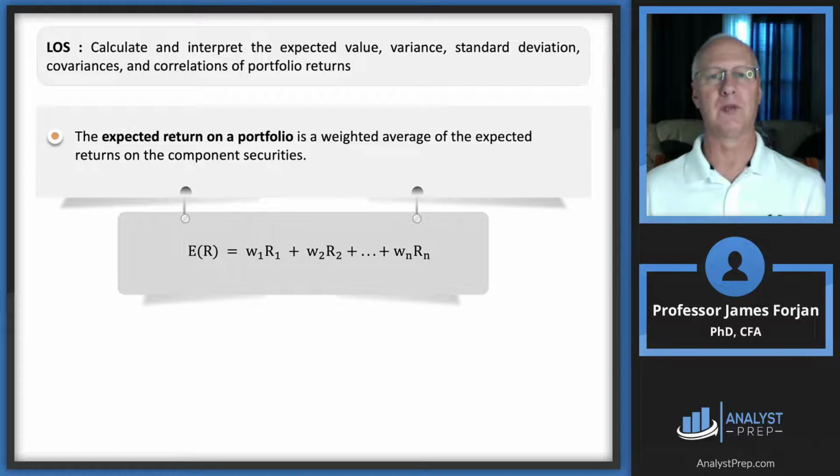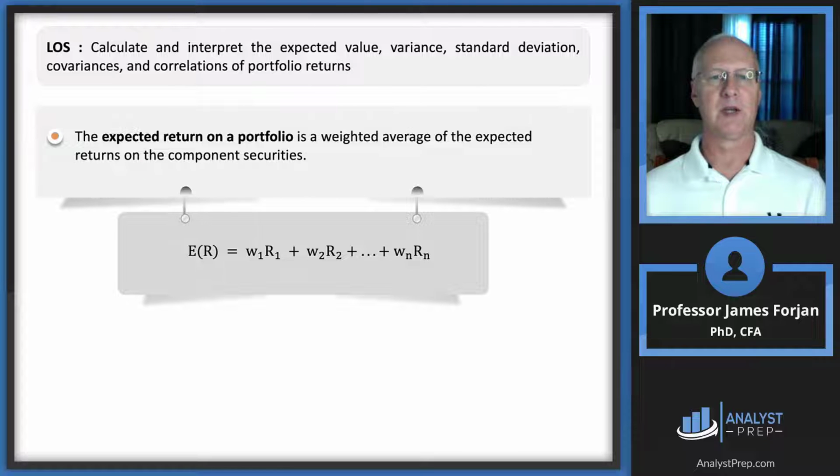Let's go ahead and continue our discussion on portfolio returns. Look at this LOS: calculate and interpret expected value, which is a mean, variance, standard deviation, covariance, and correlation. We have lots and lots of random variables that are going to go inside of this LOS, so let's go ahead and start with a simple one.